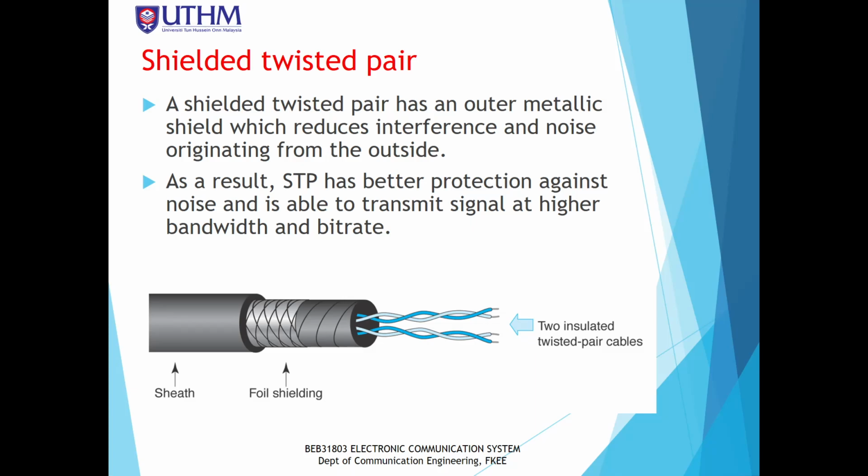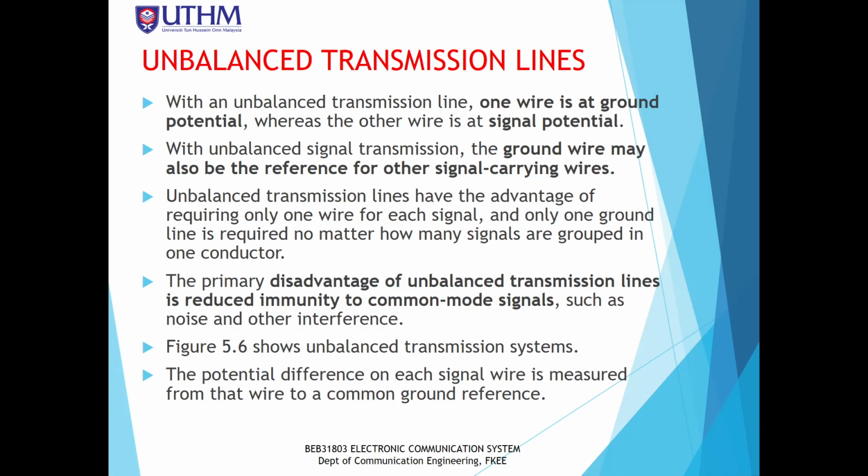Shielded twisted pair. So this is also a balanced transmission line, consisting of 2 wires. It has a shield. Here we have shielded the cable with a material to protect it from the interference, from the noise and crosstalk. So this is shielded, we have the outer shield of the cable.